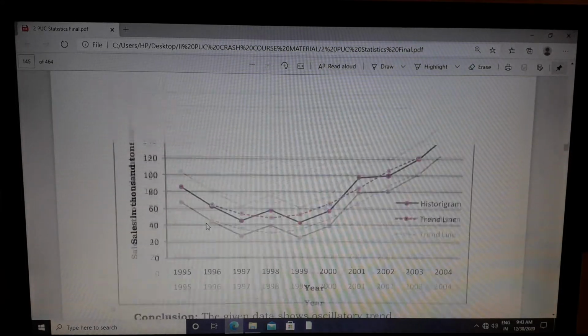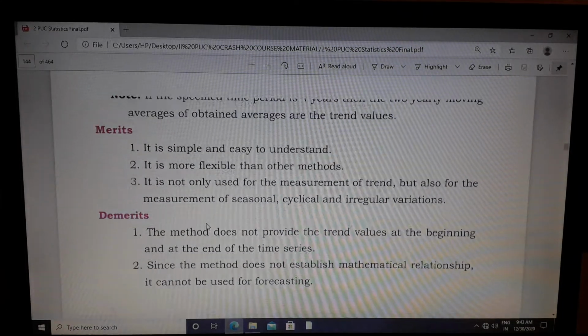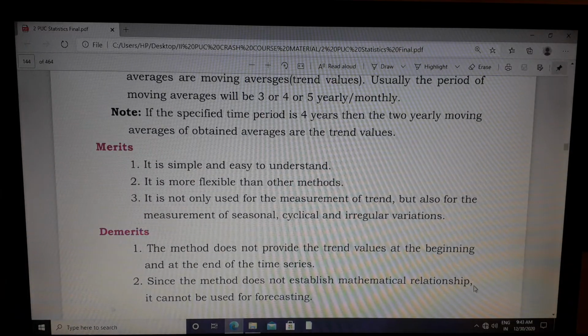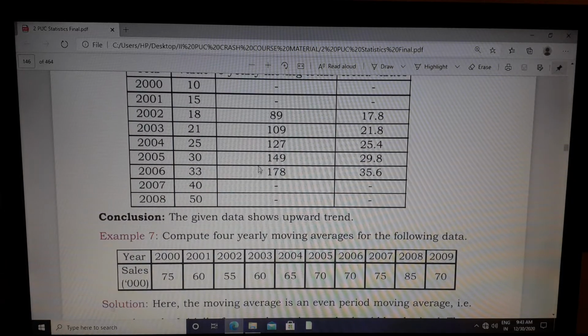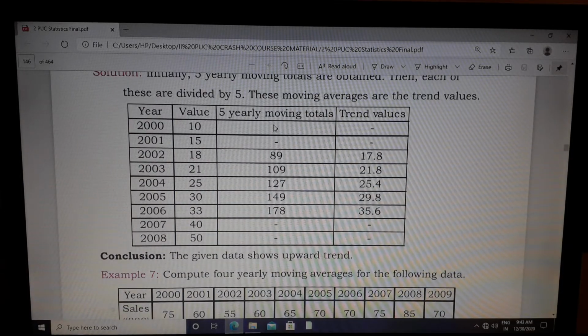Limitation in the sense, observe here, what are the disadvantages of this method? This method does not provide the trend values at the beginning and at the end of the time series, right? Is it proved? So it is proved here. The first two observations and the last two observations were kept blank, because you are writing the total as well as the trend value at the middlemost time span of the required period.